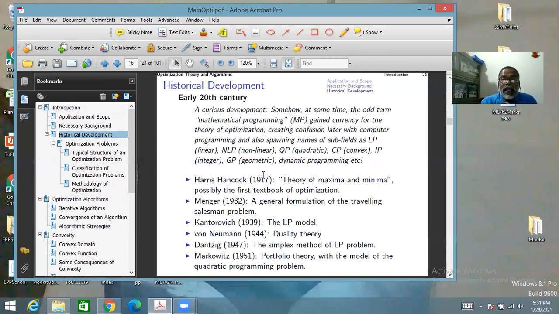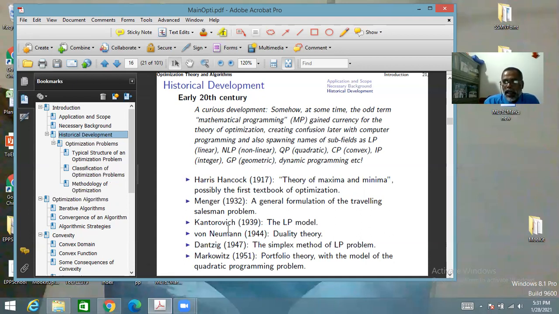Then in 1917, the first textbook of optimization came up, by Harris Hancock. Menger developed a general formulation for the traveling salesman problem, which was earlier formulated by Hamilton.